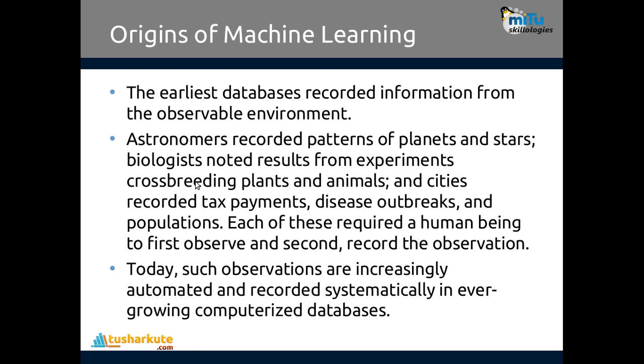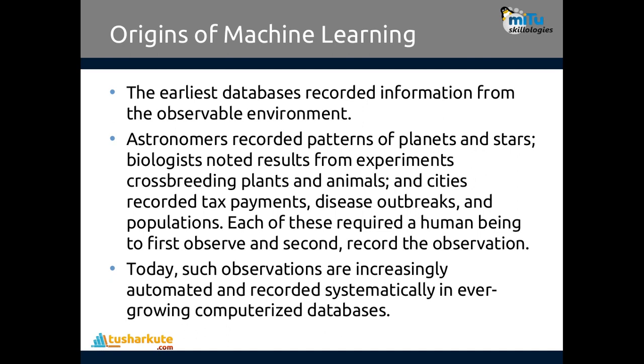Just like biologists recorded results from the experiments, like crossbreeding plants and animals, and cities recorded tax payments in the last several years, and now in the next few years, how tax payments can be collected based on the current growth, that you can identify. Or disease outbreaks, just like corona outbreaks, we have seen what will happen if it is not controlled within a specific time. We can identify with the help of machine learning techniques, and populations. Each of these required a human being to first observe and second record the observations. And once you recorded the observations, then your human brain can do the prediction based on this. Today, such observations are increasingly automated and recorded systematically in ever-growing computerized databases. And this is what we call the origins of machine learning.